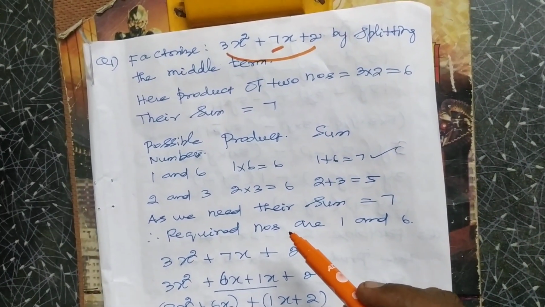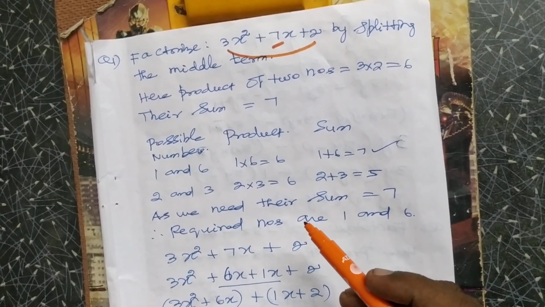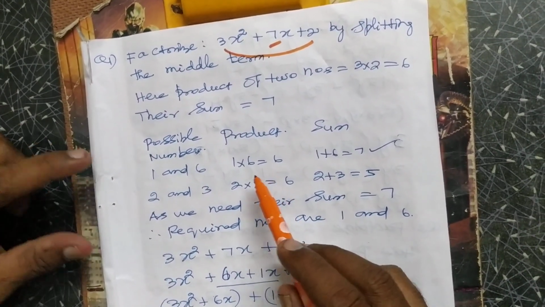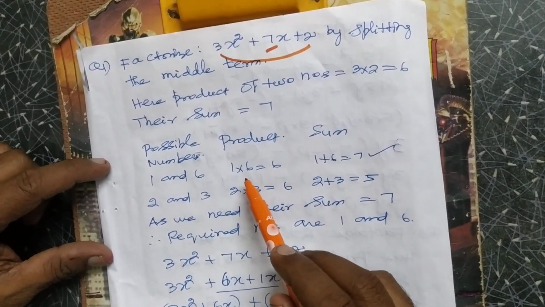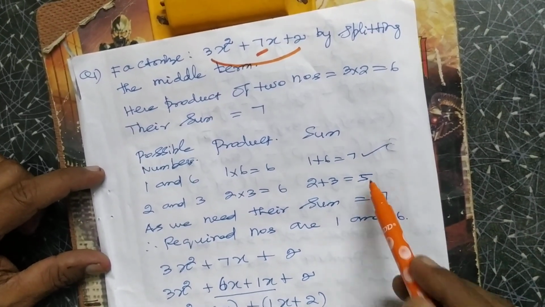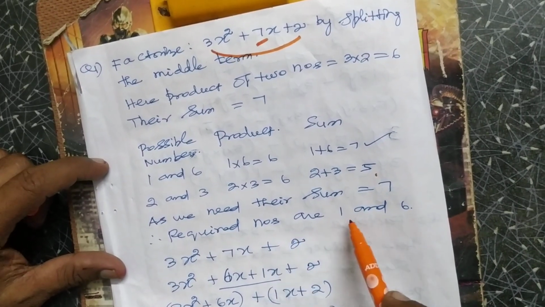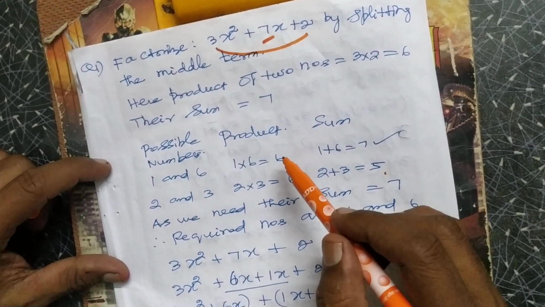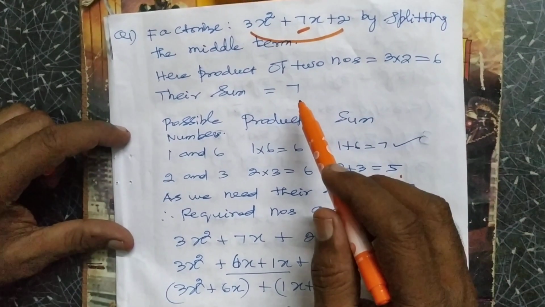Then we have to find the factors of 6. What are the numbers we are multiplying to get 6? 1 into 6 is 6 and 2 threes are 6. When multiplying to get 6 there are two cases, but when adding, 1 plus 6 equals 7 and 2 plus 3 equals 5. But as we need the sum 7, therefore the required numbers are 1 and 6. According to the sum and product, many possibilities are there, but it should satisfy the product as well as the sum.